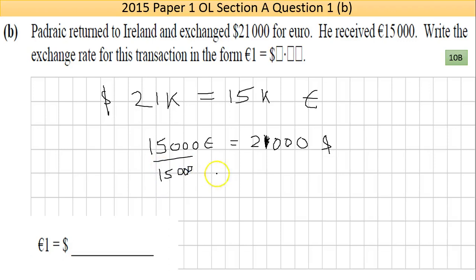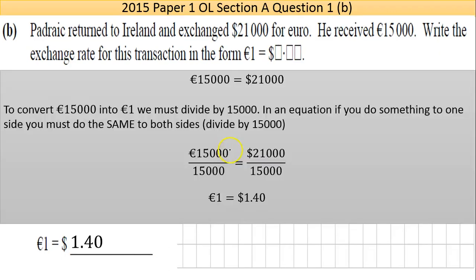Now, in algebra, if you do something to one side, you have to do it to both sides. So I've divided both sides by 15,000. Put it into the calculator, and something divided by itself is one. So €1 equals the equivalent of $1.40 in dollars. I've written my answer down here, and they already have the currency symbol built in. So straightforward enough when you know what you're doing.